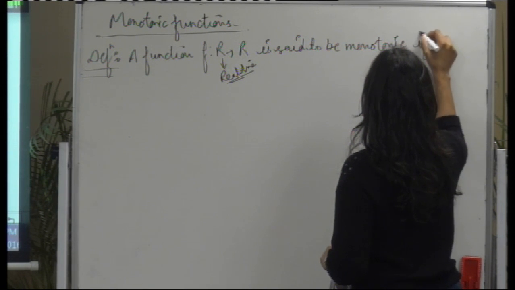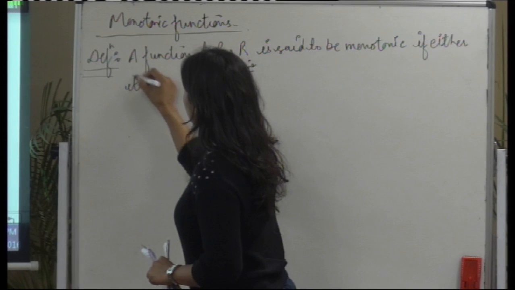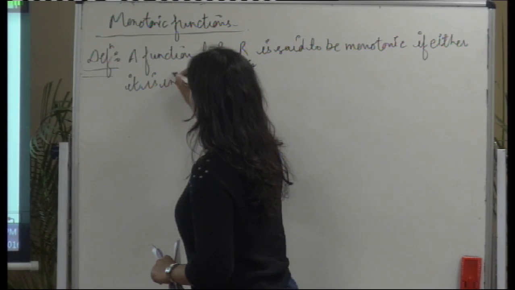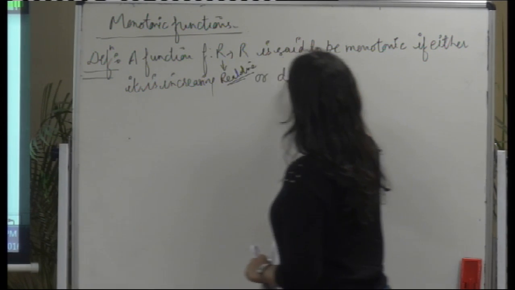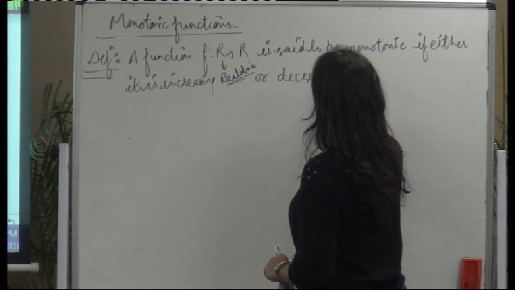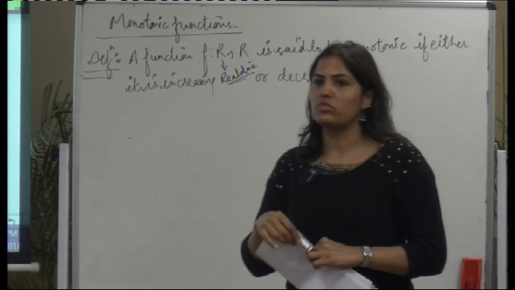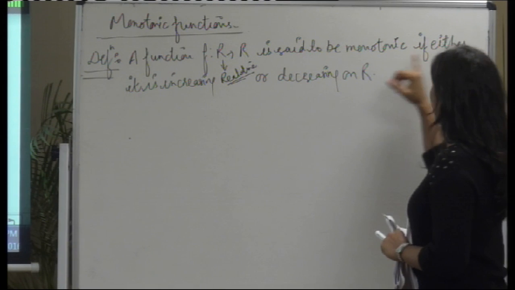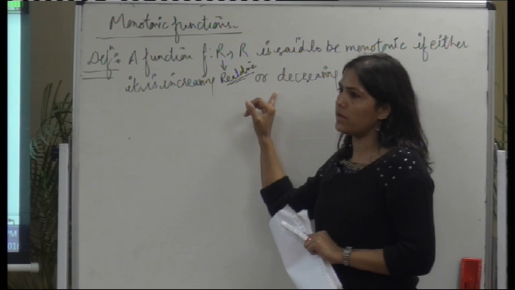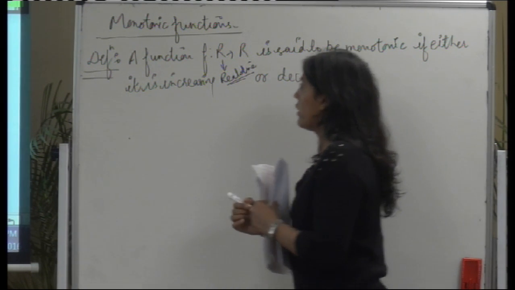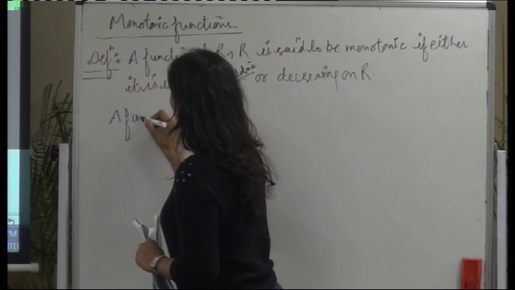if it is either increasing or decreasing on R. Monotonic means the function is completely increasing or decreasing; then only we say that the function is monotonic. This is the monotonic definition.